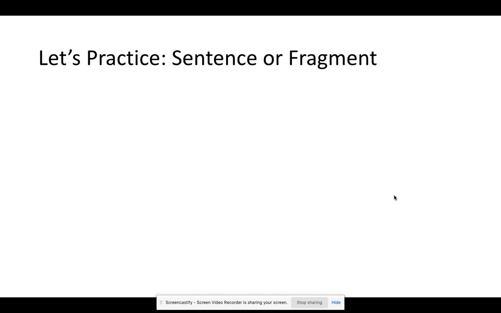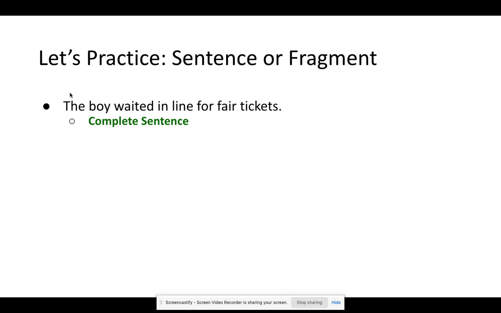All right, let's do some practice questions together. The boy waited in line for fair tickets. Is that a sentence or a fragment? What do you think? That's right. It's a complete sentence because the subject is the boy and the predicate is waited in line for fair tickets.